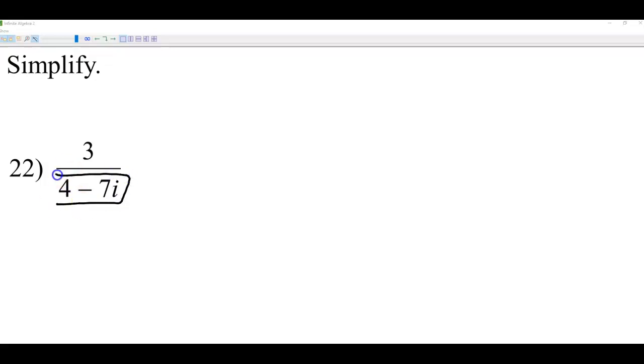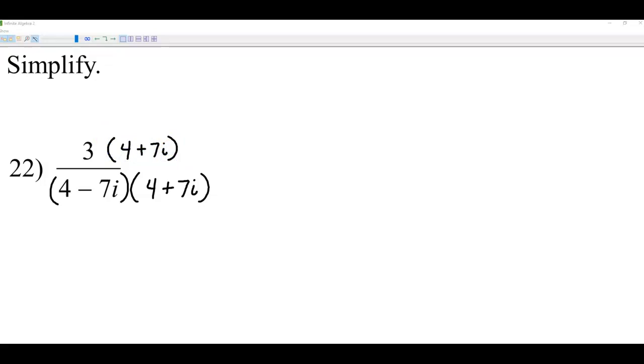When you have a complex number, not just an imaginary number, but an imaginary number and a real number being added or subtracted, the way you're going to get rid of that imaginary number is by multiplying by the conjugate. A conjugate is the same exact expression, but with an opposite sign in the middle instead. But we just have to remember whatever we do to the bottom, we also have to do to the top.